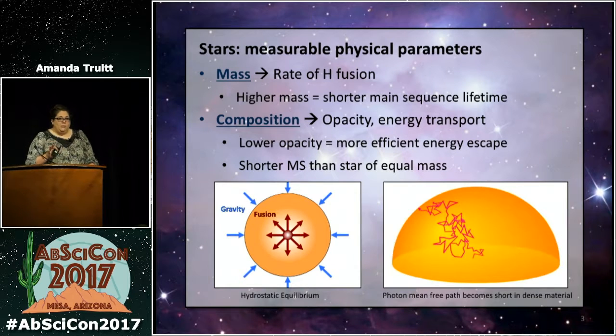The two main measurable parameters that I look at are mass, which impacts the rate of hydrogen fusion in the star and thus the main sequence lifetime of the star, as well as composition, which affects the opacity and energy transport within the star. A star with lower opacity, for example, would have more efficient energy escape and a shorter main sequence lifetime than a star of equal mass.